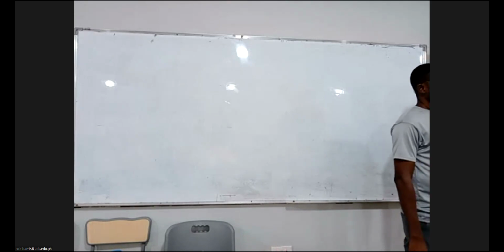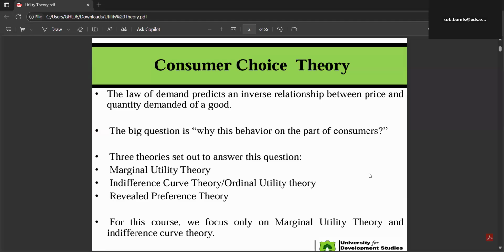In the course of this particular course, we want to restrict ourselves only to the cardinalist approach and that of the ordinalist approach to explaining the behavior of the consumer. The reward preference is a build up on the indifference curve theory. But because we are more interested in the application of these economic theories and concepts, we may not want to go so much into detail explaining all those types of theories that can explain the behavior of the consumer. So let's restrict ourselves to the first two.